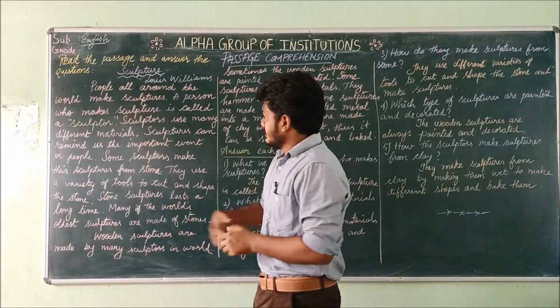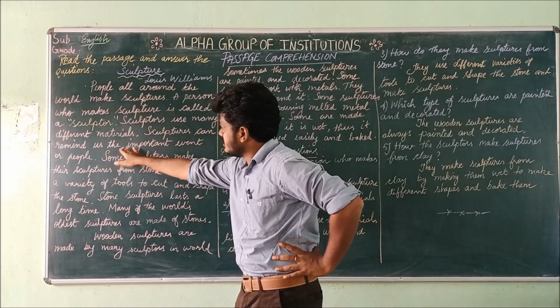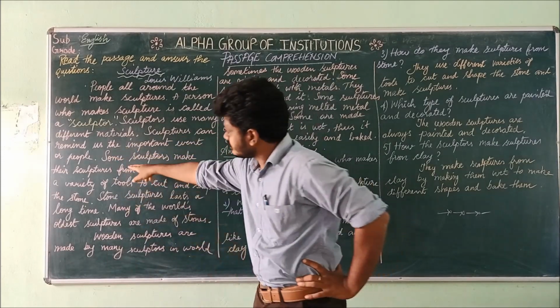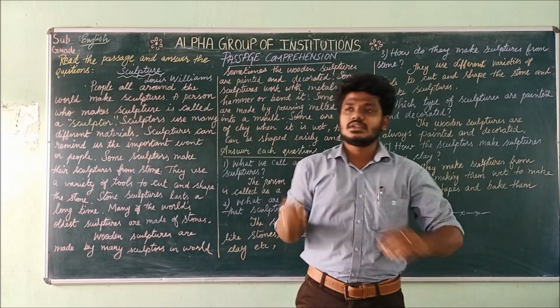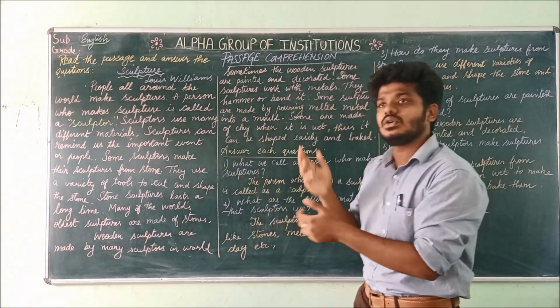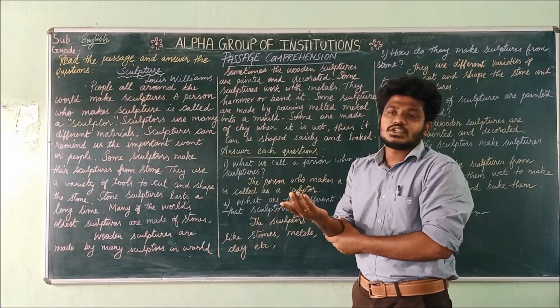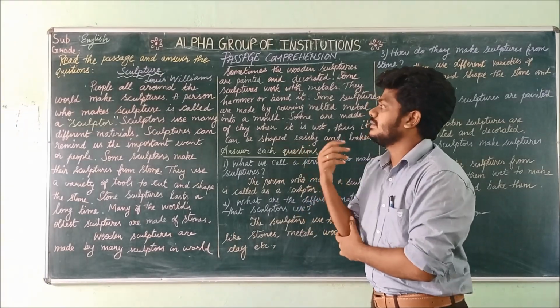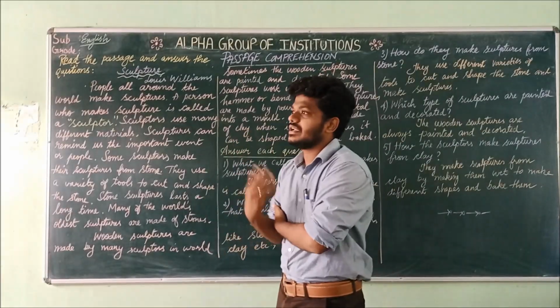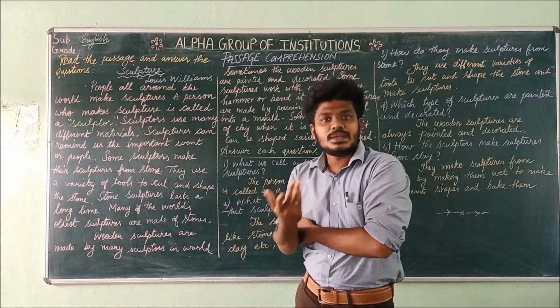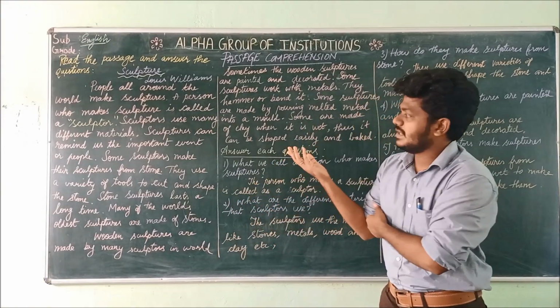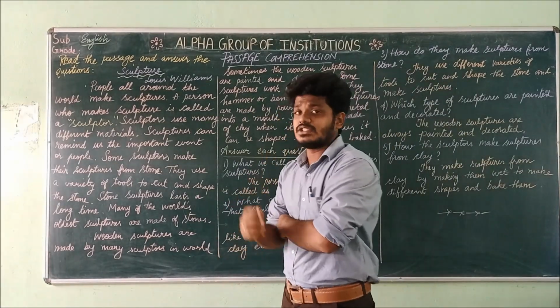So sculptures remind us of important events or people. In old temples like the Tanjore temple, we can find sculptures reminding us of important events and important people. Okay, so that's the main purpose of making sculptures in the ancient period.